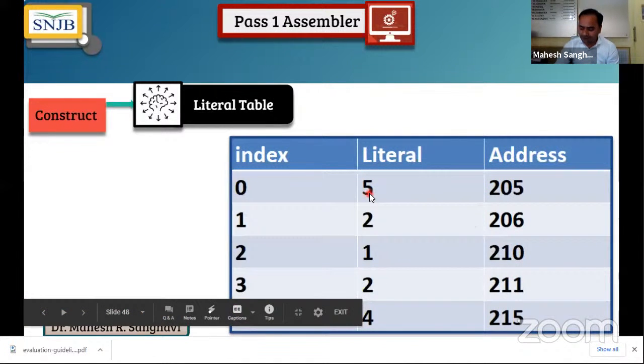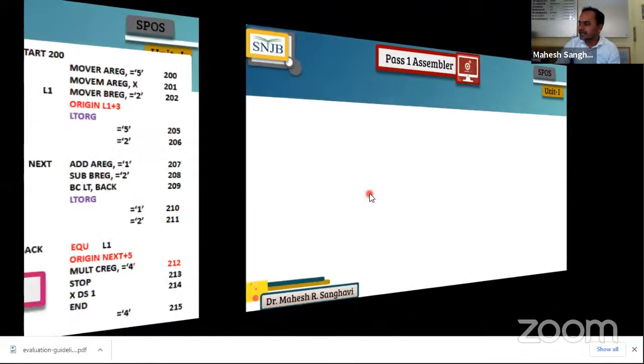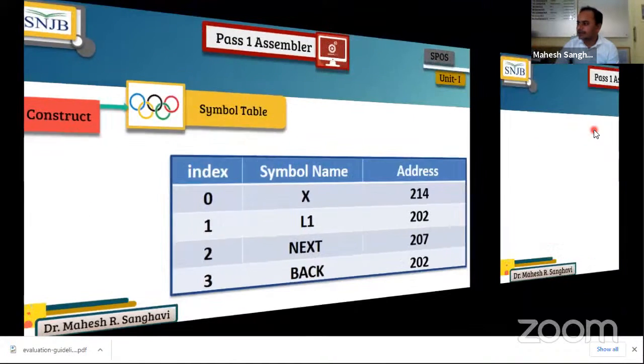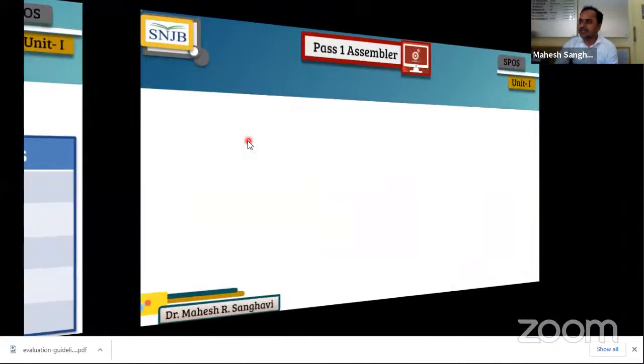Example dekhiye, 5 jo bhi hai ye kahan par aaya tha, ye aapko is program mein samajh mein aayega. Dekhiye 5 is coming here. To 5 yahan par 200 par nahi aaya tha dosto, please focus properly. 5 was not there at 200, it is here, that is 205, and that is the reason the literal value 205 has come here. So this way we are actually building the literal table.